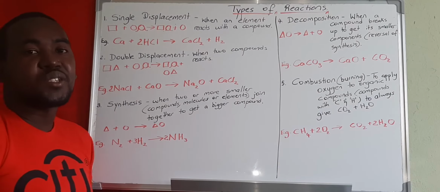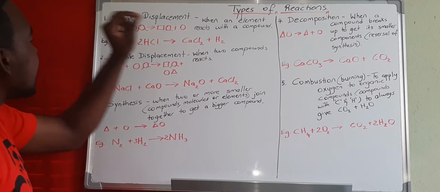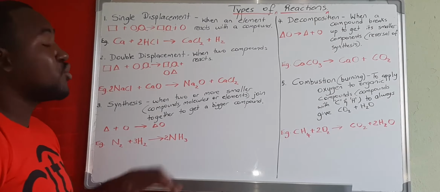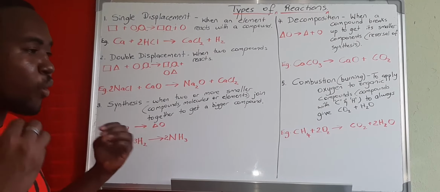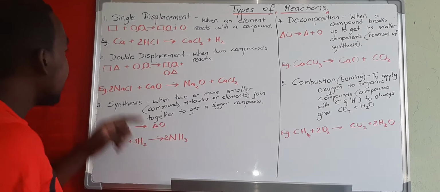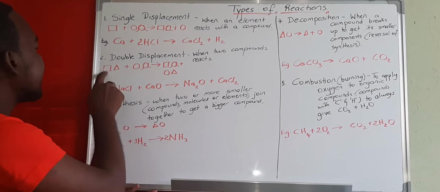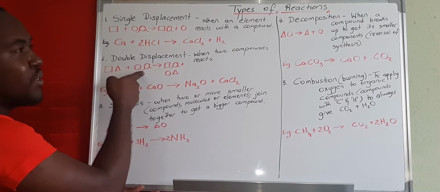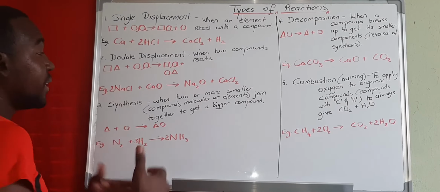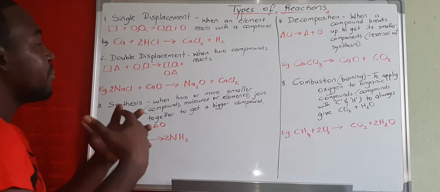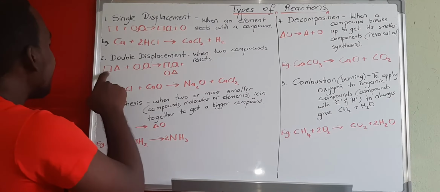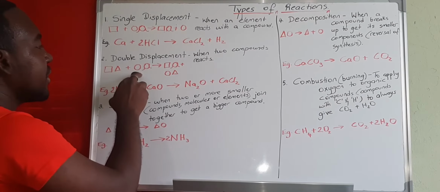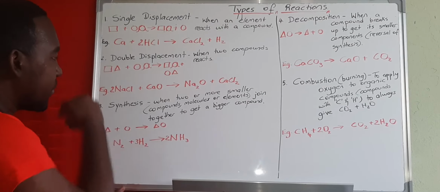Our next reaction is our double displacement. Since our single displacement was an element going with a compound, our double displacement now is two compounds going at each other. So now we see that this metal is bonded to a non-metal. This metal is also bonded to a non-metal. So what we basically do is to switch the metals. So this metal switches with this metal, so this takes the place of this and this takes the place of this. So let's look at the example.